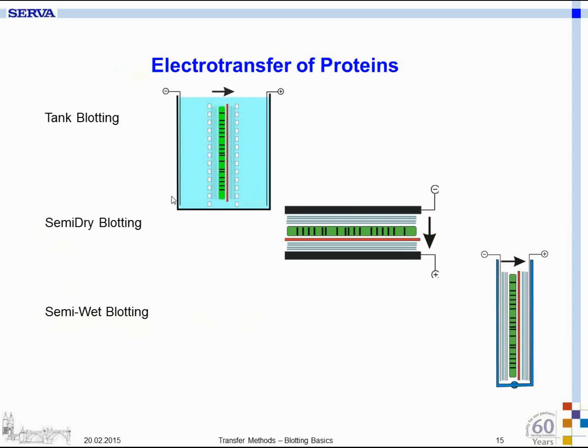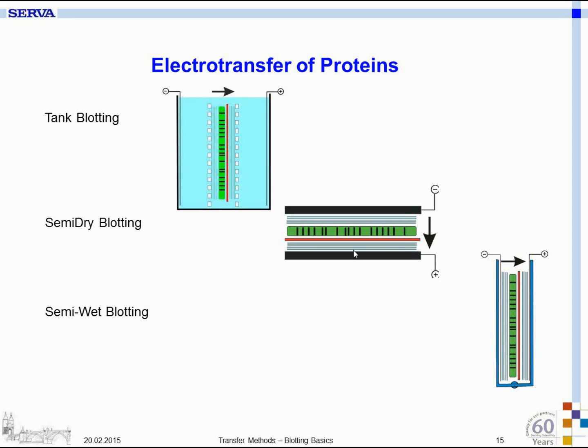For electrotransfer, tanks were used first. The tanks had a grid with platinum electrodes on the two side walls, and you insert a cassette containing the blot sandwich, which is built up from the gel, the membrane, and some stacks of filter paper soaked in the blotting buffer. And you usually transfer from cathode in the anodal direction when you use a basic buffer system.